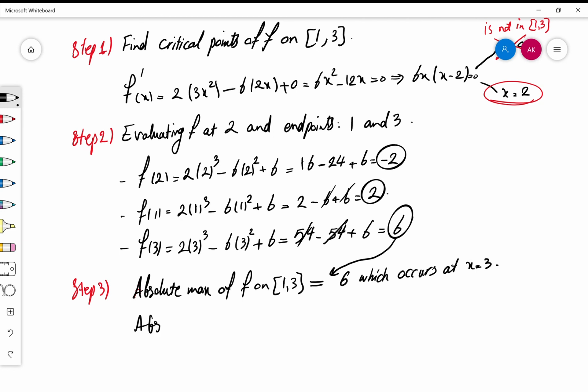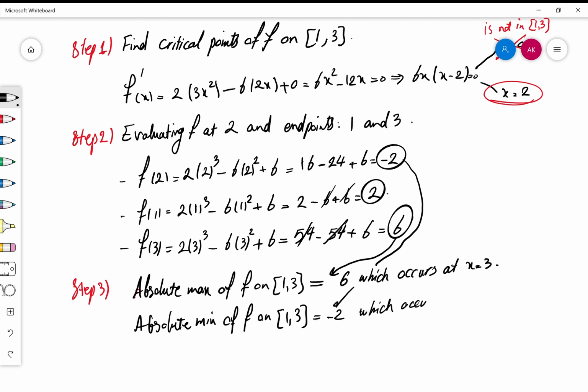And the absolute min of f on this interval is equal to the minimum of these values, so the minimum is negative 2, which occurs at x equal to 2.